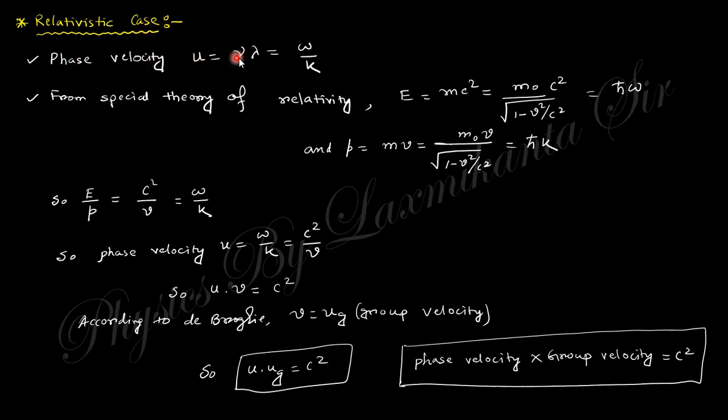Now comes the relativistic case. The phase velocity u equals omega by k, and in the special theory of relativity, you know E equals mc square, where m is m naught by root under 1 minus v square by c square.